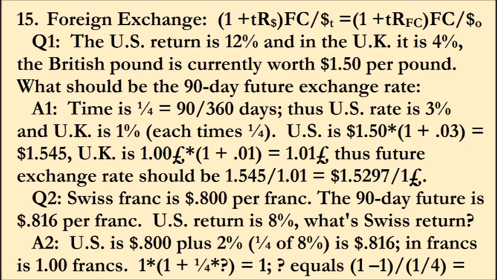First example, U.S. return is 12%. In the U.K. it's 4%. British pound is currently worth $1.50 in American dollars per 1 pound. What would be the 90-day future? Well, notice that's a quarter of a year. So thus we'll use 3% in the U.S., 1% in the U.K., and so in 1 year's time we'll have $1.545, and in the UK 1 pound and 1 pence, if you will.